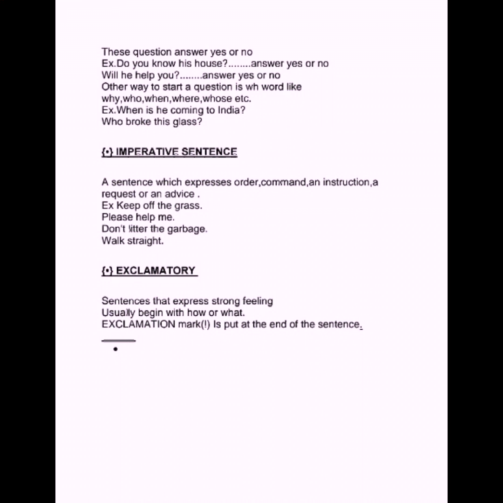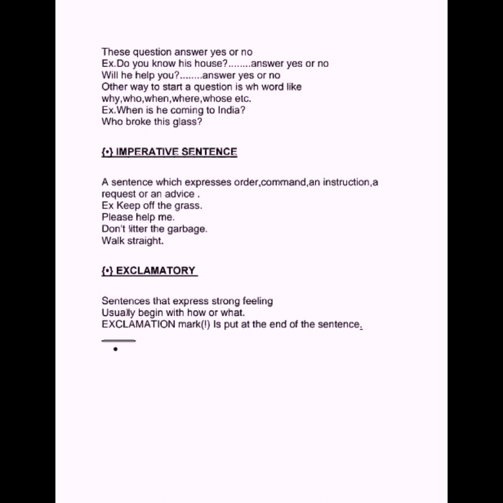Remember, for example, do you know his house? Answer will come in yes or no. Will he help you? Again, answer will come in yes or no. Now, the another way to start a question is using a WH word. For example, why, who, when, where, whose, etc. Now, how can we make an interrogative sentence using a WH word? Example, when is he coming to India? Who broke this glass? Where were you last week? And many more can be made.